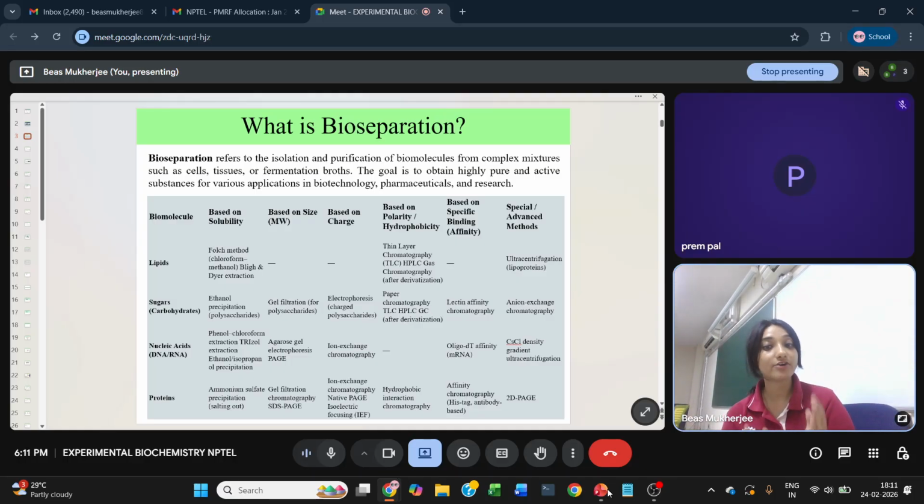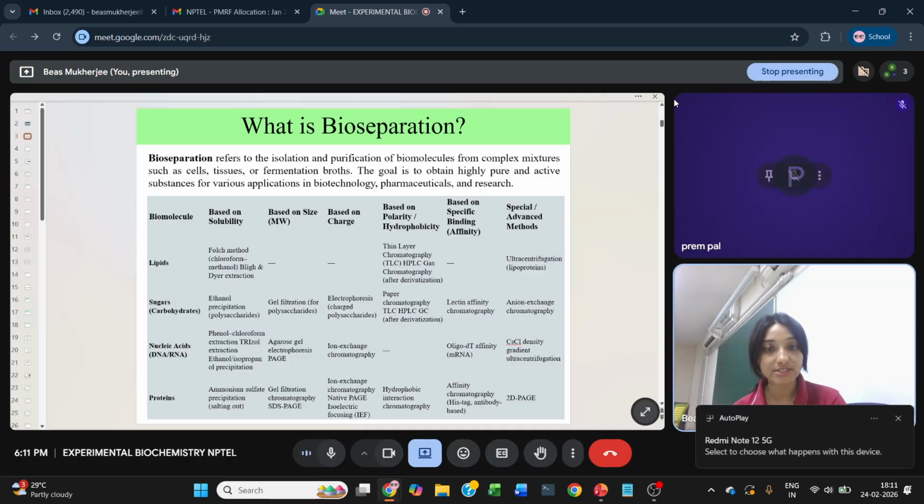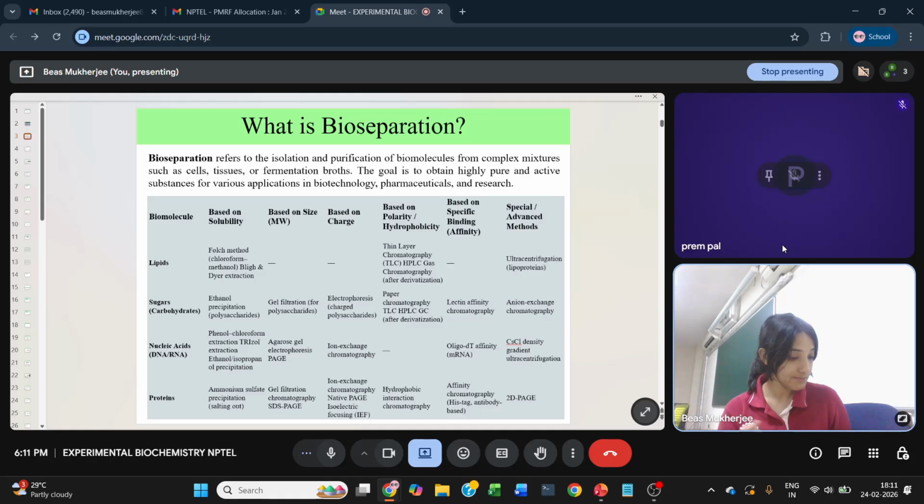Now we have hydrophobic interaction chromatography. This takes into account the polarity of the molecule. We'll talk about this in detail again.